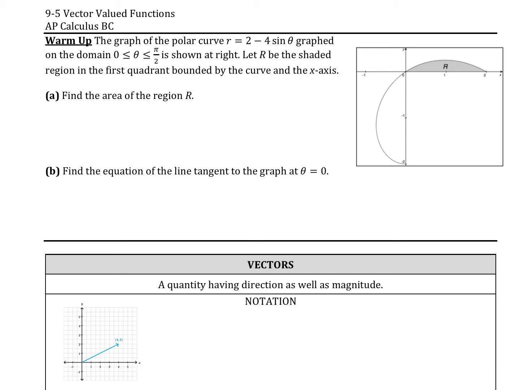Okay, so the graph of the polar curve r equals 2 minus 4 sine theta is shown, and we want the shaded region, and what we want to do is find the area of that shaded region.